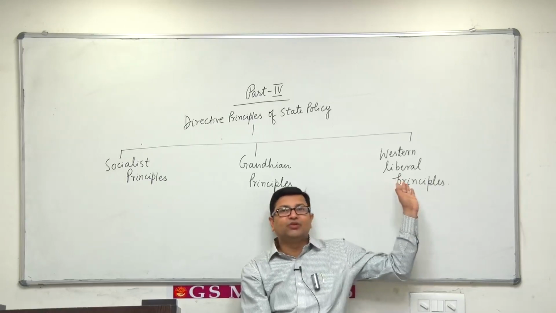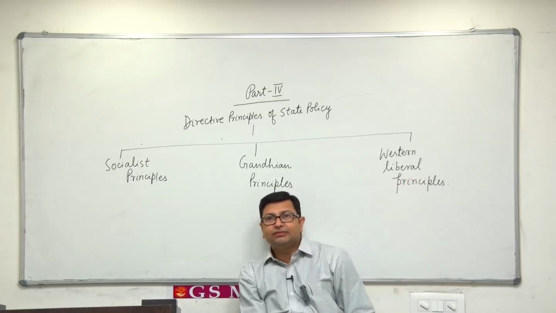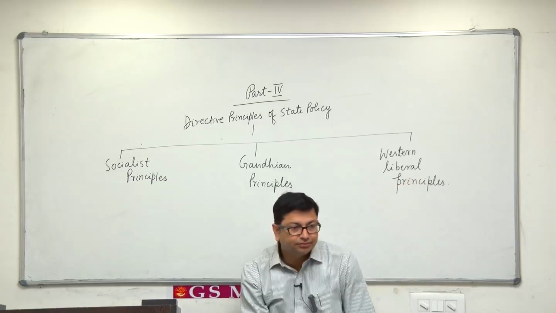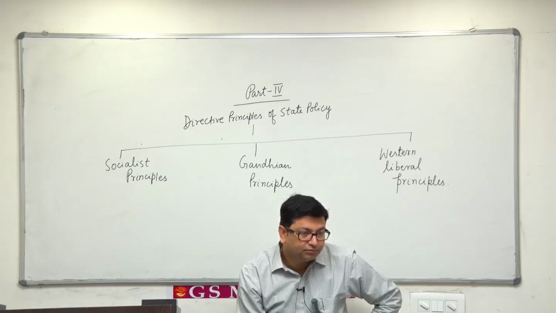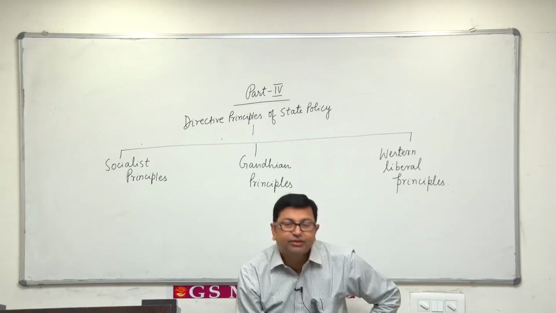Now coming to the Western liberal principles. According to this point 5, prohibition of consumption of intoxicating drinks including liquors. Sir, if the government is issuing license to the liquor manufacturer, it is a violation of this principle. I am coming to it, I have not finished the discussion.